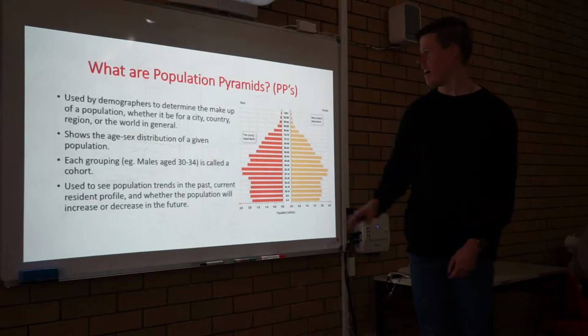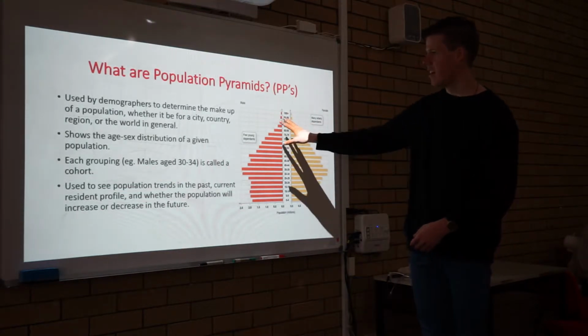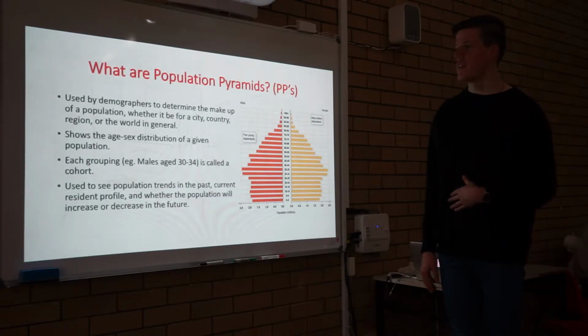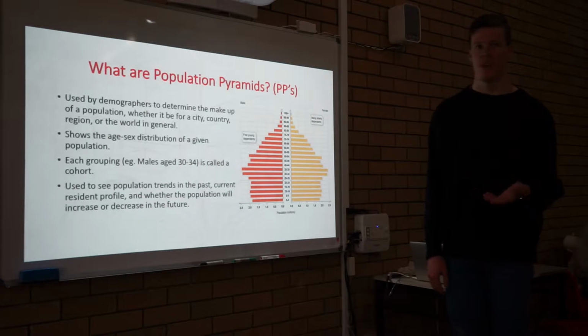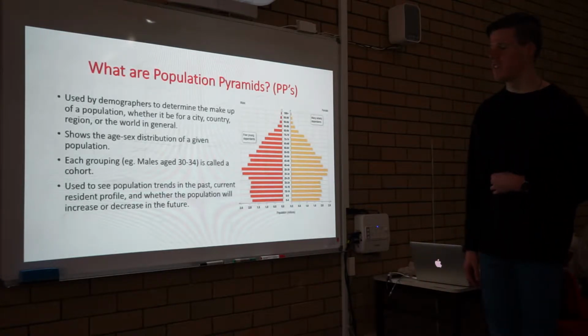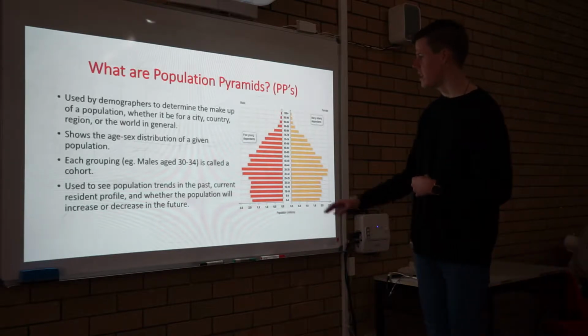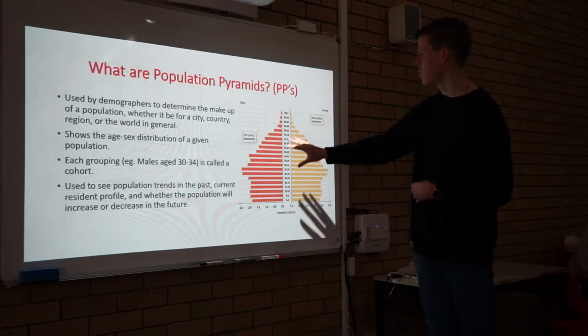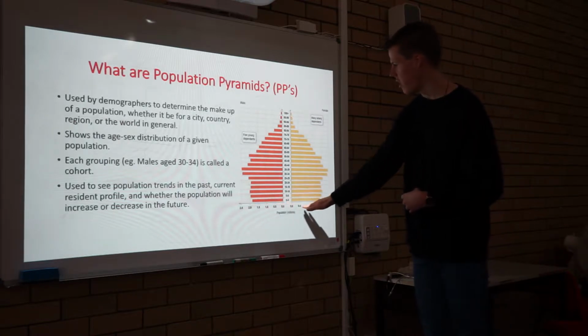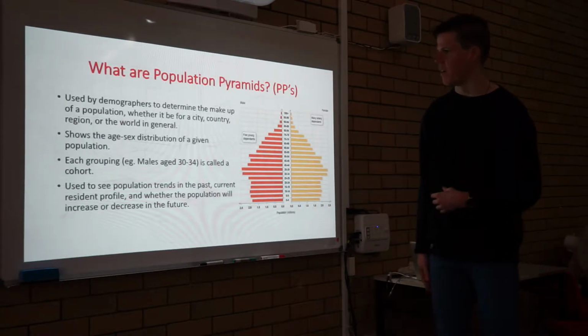Population pyramids are these diagrams here. They are used by demographers to determine the makeup of a population, whether it be for a city, a country, a region, or the world in general. Population pyramids show the age-sex distribution of its given population. As we can see here, we have males on one side, females on one side, and how many in each cohort on each side as well.